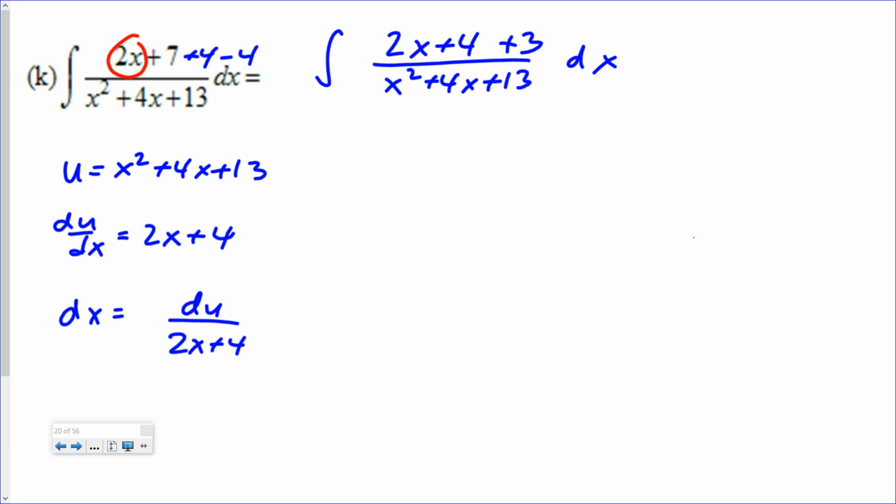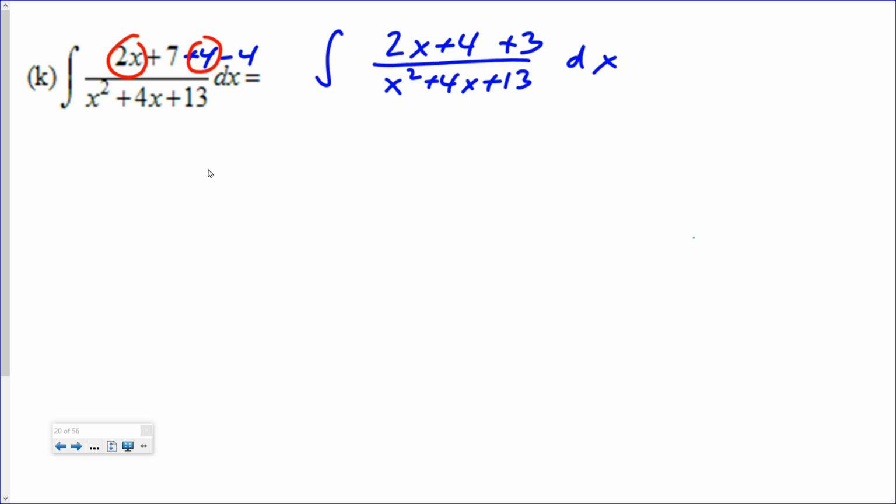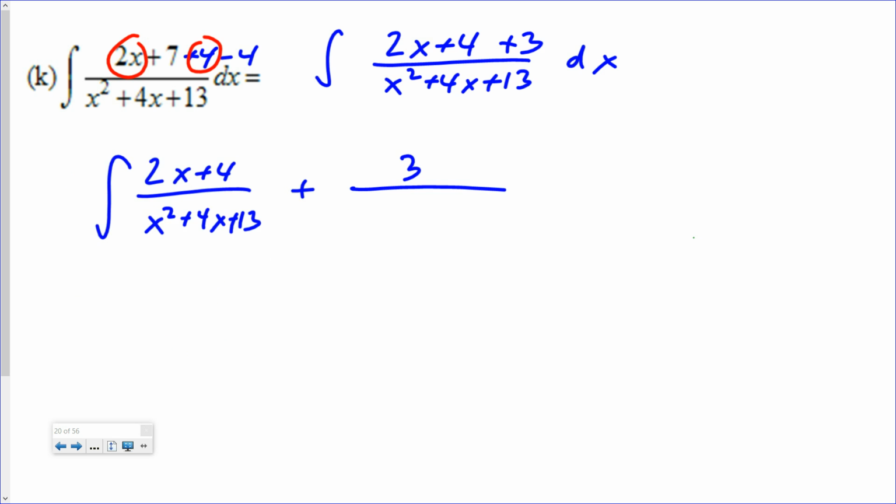I want the 2x with the 4. I'm going to put it together, and 7 minus 4 is 3. Okay, everybody good? I didn't change the value of the problem. Okay? But what I really want in the numerator is just 2x plus 4. So I don't know if you guys see this, but it is a common denominator problem. Okay, it is. You can split this up into two different problems.